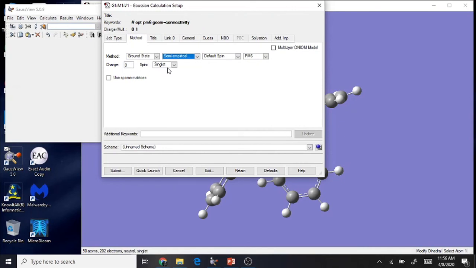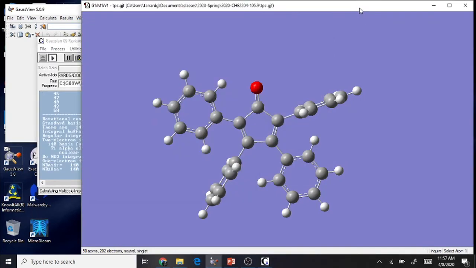Empirical means it's based on experimental evidence or experimental data. We're not going to want to use entirely experimental. The program mixes empirical with quantum mechanics to make the calculations faster. So we can do calculations in a few minutes instead of many hours, or even with a molecule this size, a few days.